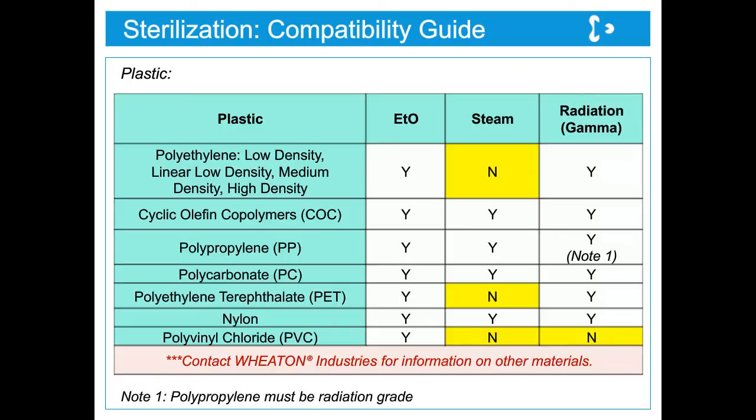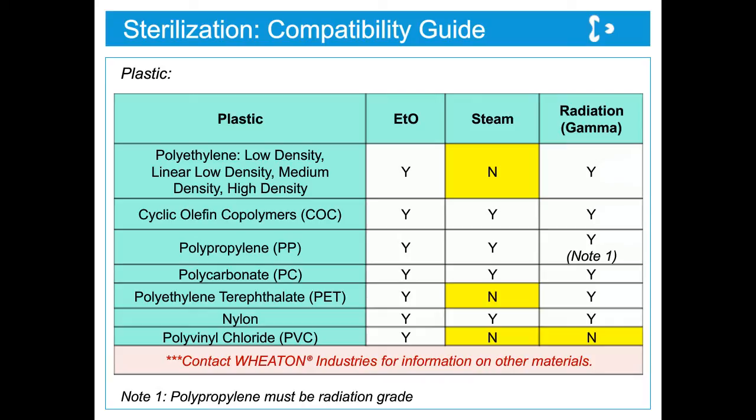Now I want to get through plastic and do the same thing I just did with glass. In this table, on the left-hand side, I have the most commonly used plastics. I have first your polyethylenes, your cyclic olefin copolymer, your polypropylene, your PC, your PET, nylon, PVC. I compared each one of these plastics with the actual sterilization method, and you can see each one is compatible with the chemical sterilization. And that's due to the fact that chemical sterilization is a low temperature sterilization process.